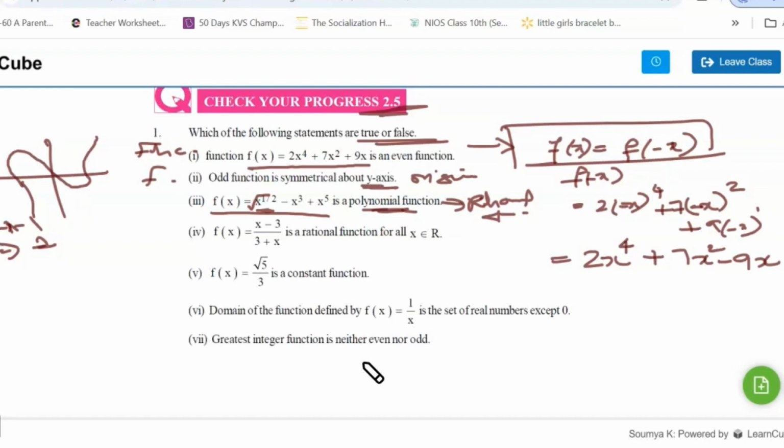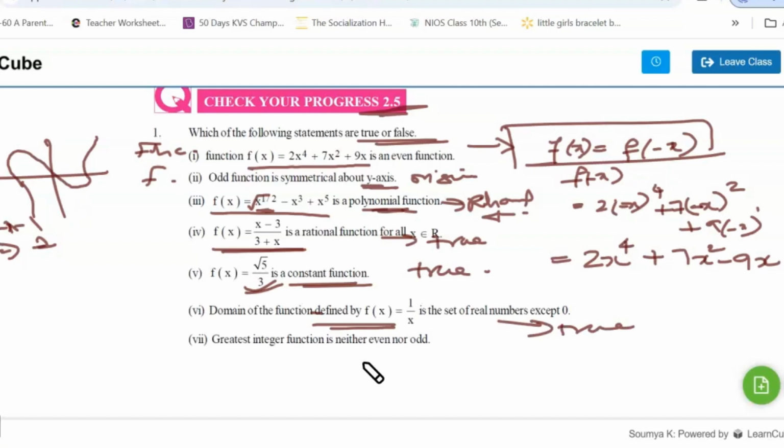Fourth question, f of x is a rational function. That is true. It is in the rational form p by q. And the function f of x is a constant function. Yes, these are constants, so this is also true. Next, the sixth one is, the domain of the function is the set of real numbers except 0. This one is also true, because if you take 0 as the value, it will be indefinite or infinite. That will not give you the solution. So the domain should be all the values except 0 here. In the denominator it should not be 0. So that is the true statement.